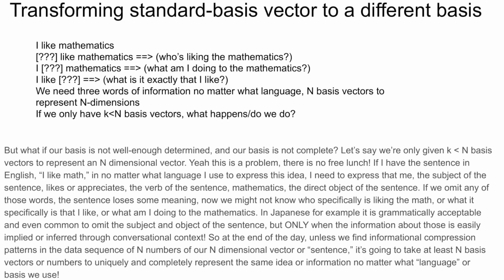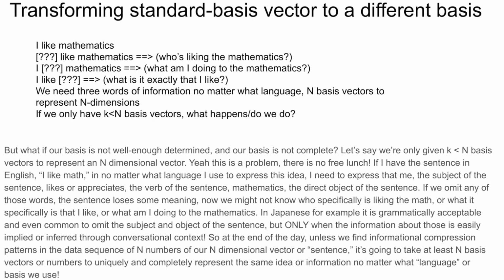If we omit any of those words, the sentence loses some meaning. Now, we might not know who specifically is liking the math, or what it specifically is that I like, or what I am doing to the mathematics, as shown above. In Japanese, for example, it is grammatically acceptable and even common to omit the subject and object of the sentence, but only when the information about those is easily implied or inferred through conversational context.